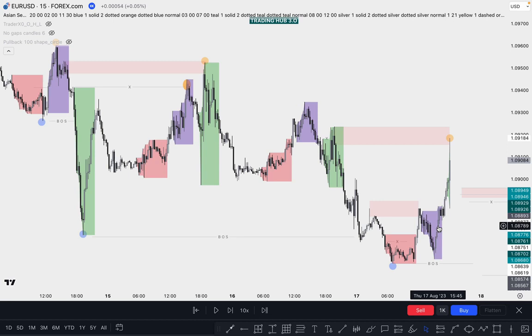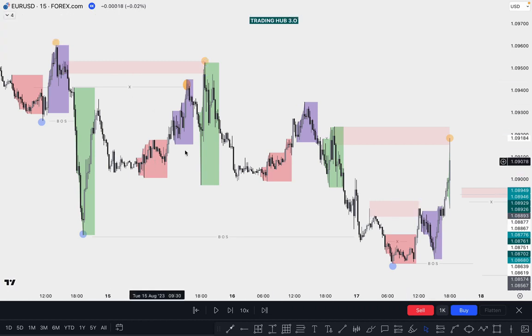Probability is here that if London and Asian are bullish, then our New York will be bearish. You need to understand one session will be manipulated in a day. If Asian is bullish and London is bearish, then very highly chances New York also will be bearish. Okay, one session will be manipulated in a day. Here, the same thing happened.